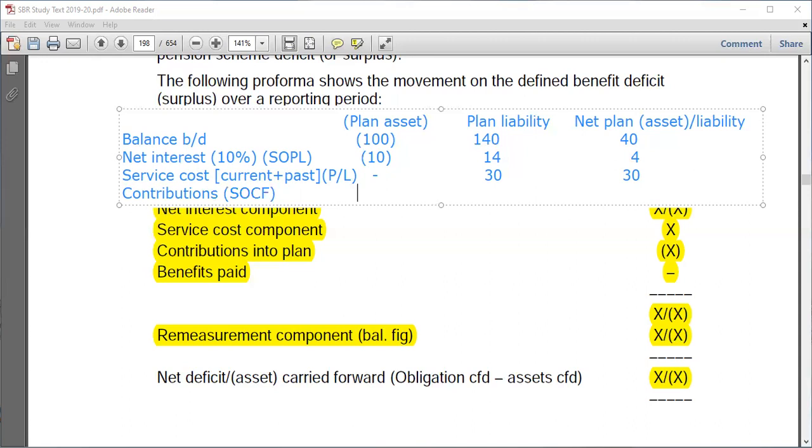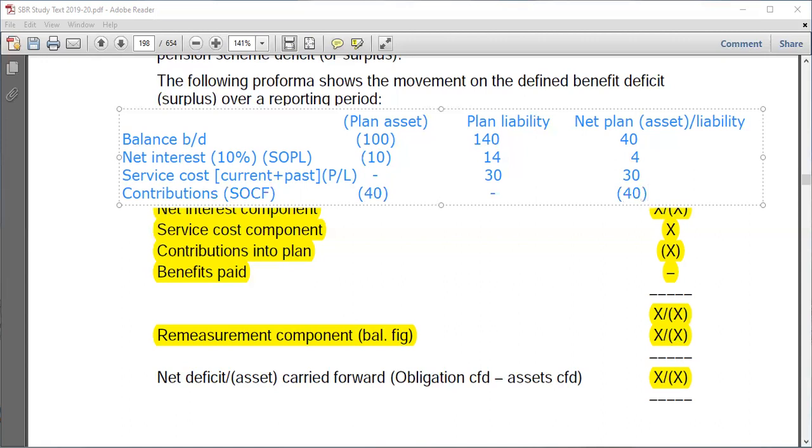So let's say you have contributed 40 million. So the plan asset is increased by 40 million, and the plan liability would just stay as it is. And now the difference would be negative right now, because it's all about assets. It would be 40 like this, right?